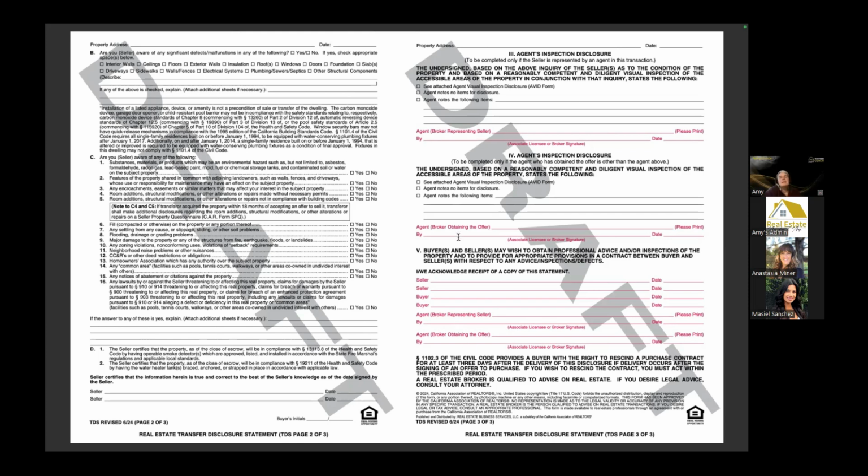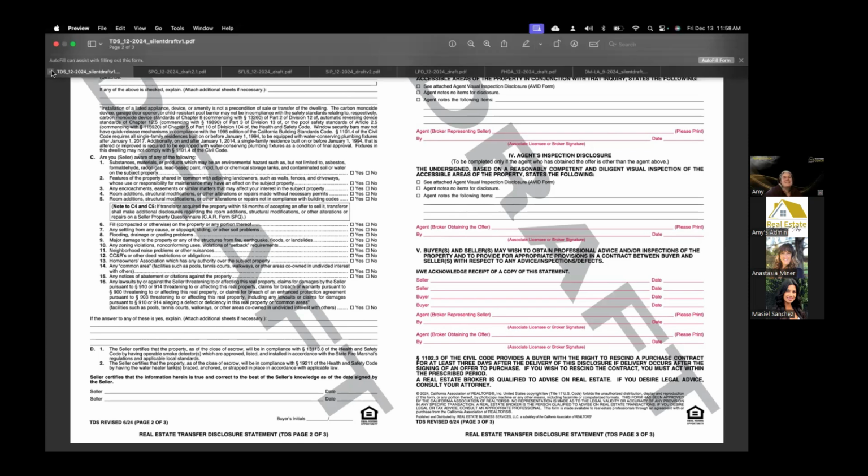Now keep in mind that, well, it's not gonna matter. All right, there you go. That's it, it all gets signed. There's your transfer disclosure statement. Any questions on that change?